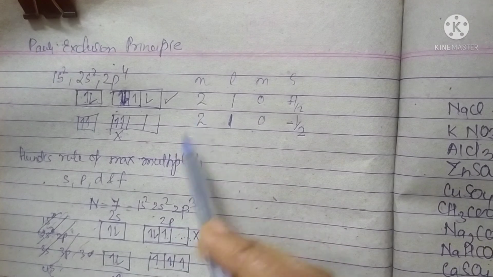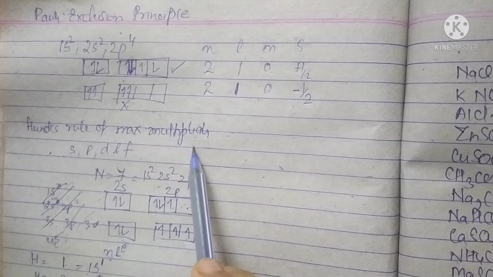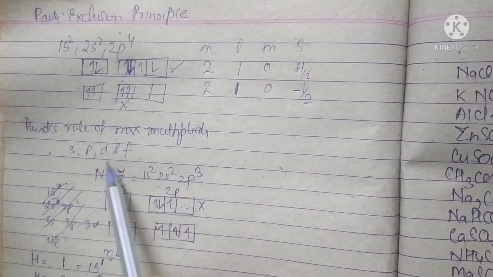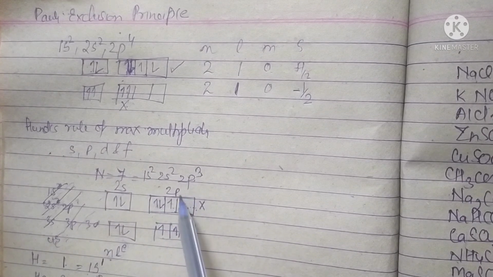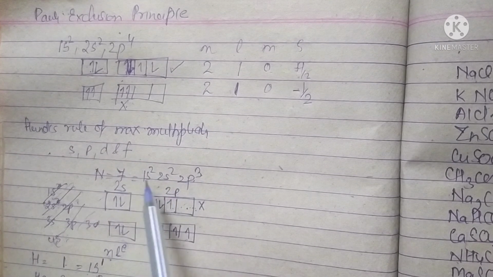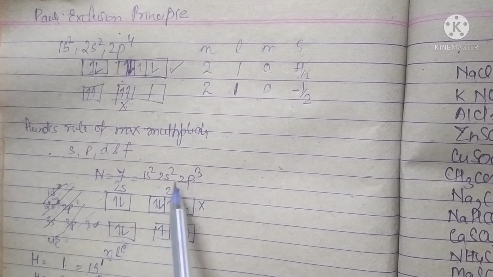Now the other rule is Hund's rule of maximum multiplicity. It says that pairing of electrons in the orbitals belonging to the same subshell, that is p, d or f, does not take place until each orbital belonging to that subshell has got 1 electron each, meaning it is singly occupied. Let us try to understand what this means. Let us write the electronic configuration of nitrogen. It is 1s2, 2s2, 2p3.